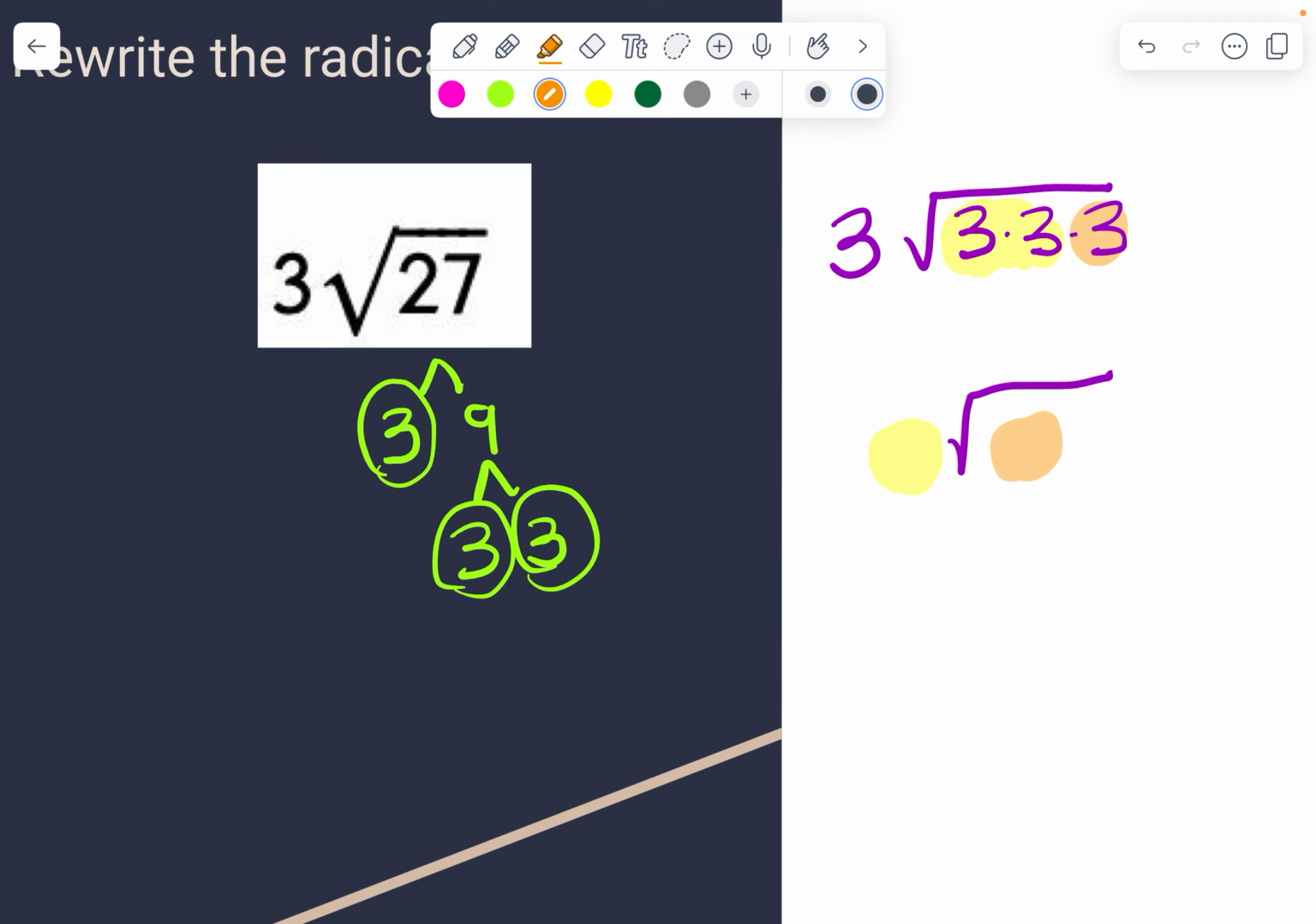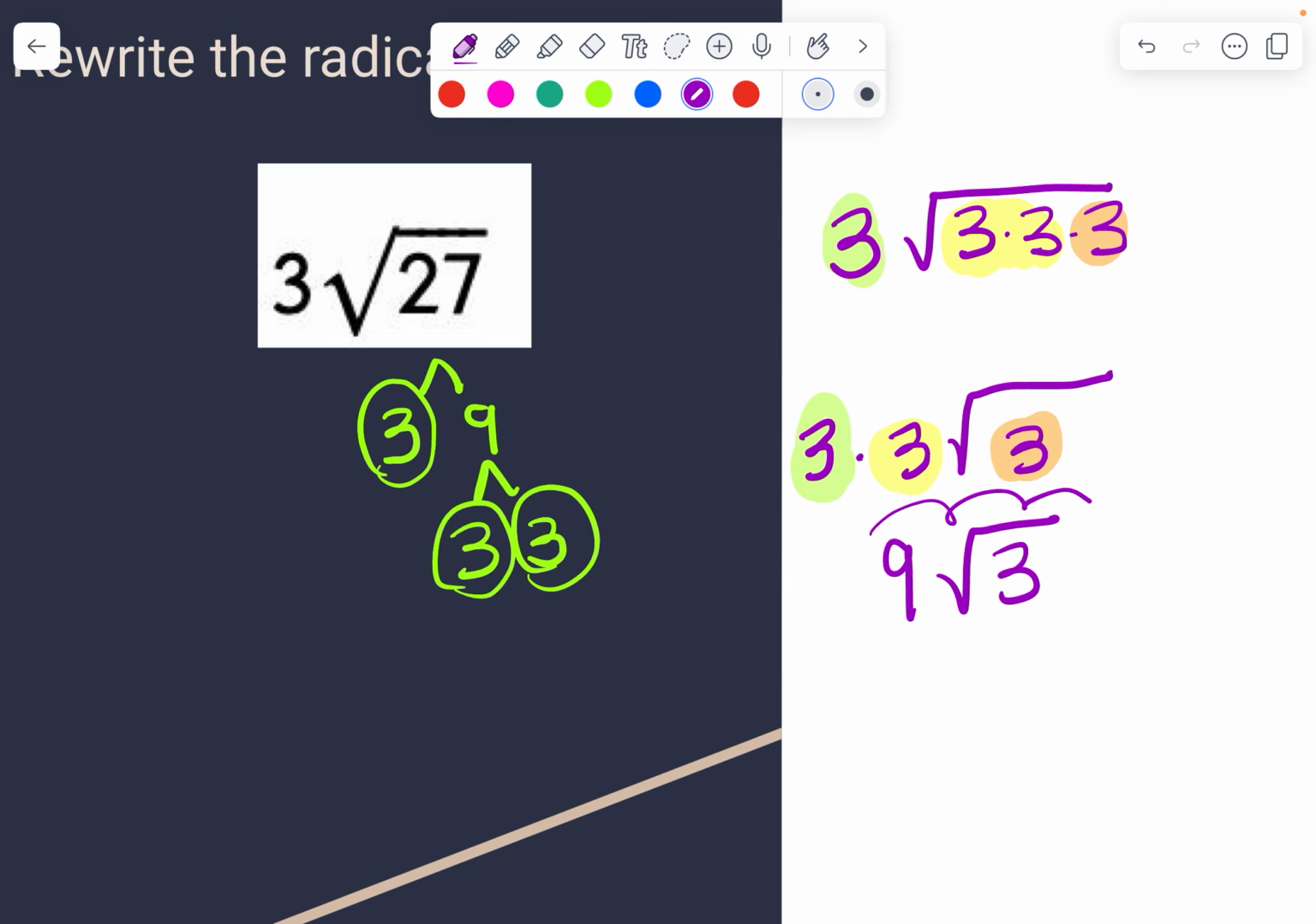But we already have this 3 out here. So we can't forget about that. So we already have our original 3 plus one more 3 and then a 3 on the inside. 3 times 3 is 9. So our final answer is 9 times the square root of 3.